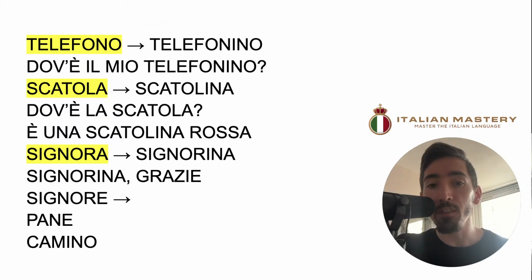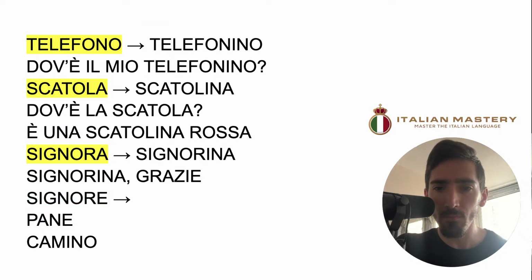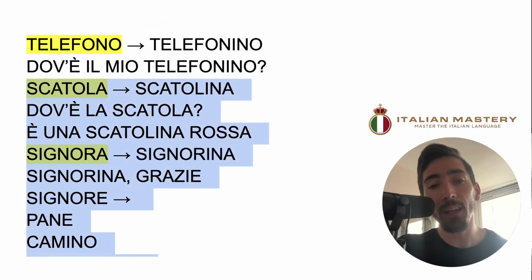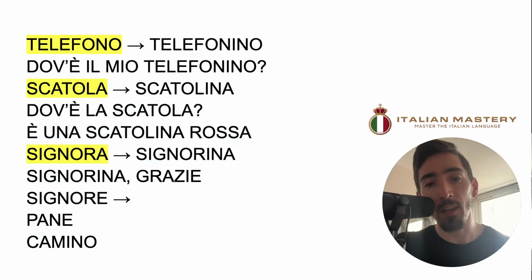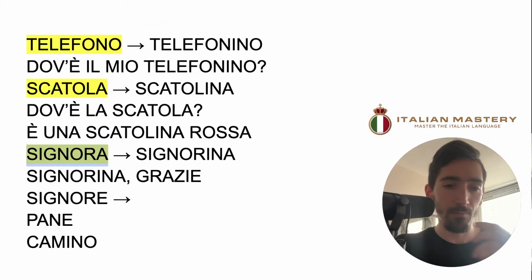This is a little bit more difficult because signore is not completely regular. Signore doesn't end in O, but it ends in E. So this makes it irregular. However, it is a male word, a male noun. So this is the trick. Signore can actually mean two different things. It could be the plural of signora. This is a bit confusing.